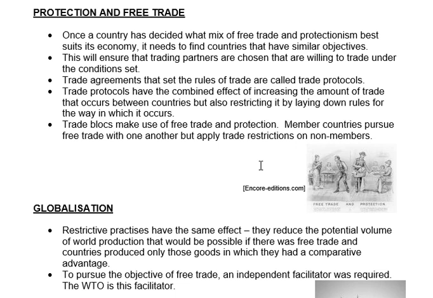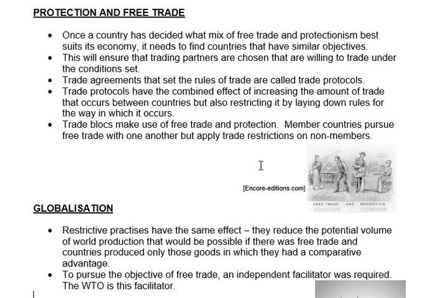All right, so when we enter into agreements with these other countries, those are called trade protocols. We are going to look at trade protocols, I think later in today's lesson or in tomorrow's lesson. All right, now trade protocols have the combined effect of increasing the amount of trade that occurs between countries, but also restricting it by laying down rules for the way in which it occurs.